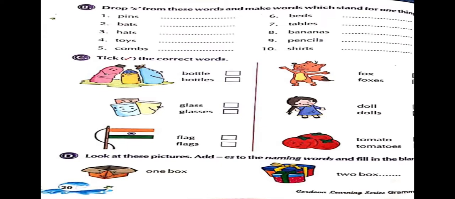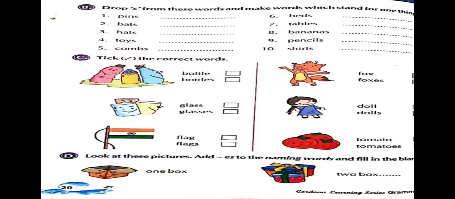See the second picture. What you can see? How many glasses are there? Yes, there are 3 glasses. So, which word you will tick? You will tick glasses. That is, second box you will tick. Understood? Now, see the third picture. What you can see? A flag. So, which word is correct? Flag or flags? Yes, you will tick flag. That is, first box you will tick. Understood? So, in this way, you have to solve the second column also.